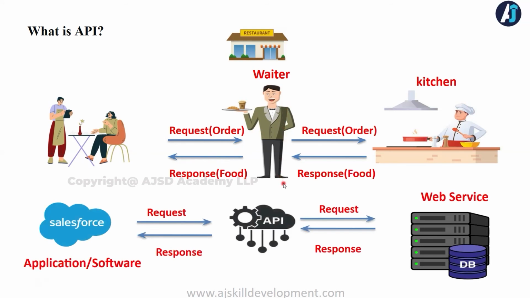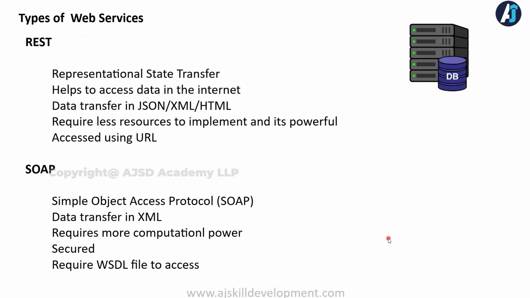At the bottom of your presentation, you are seeing an example for API. You have a web service. The kitchen is replaced with a web service, and the web service consists of data. You are using Salesforce and you want to consume data from your web service. What will you do? You will send the request to an API. The API will send the request to the service, and the service collects the data and sends it back to the API. The API again sends it back to Salesforce. So this is how applications communicate with each other with the help of API and web services.